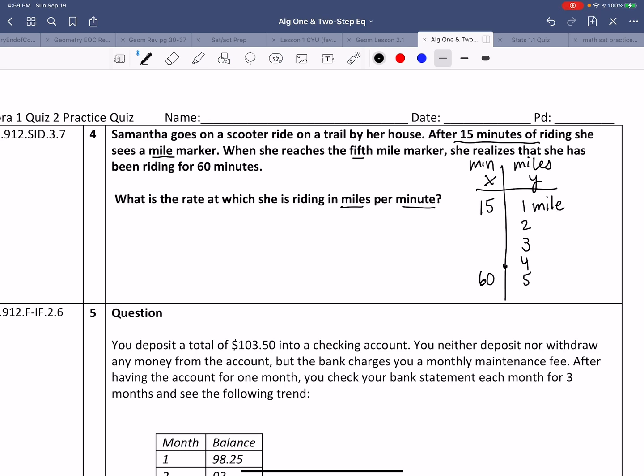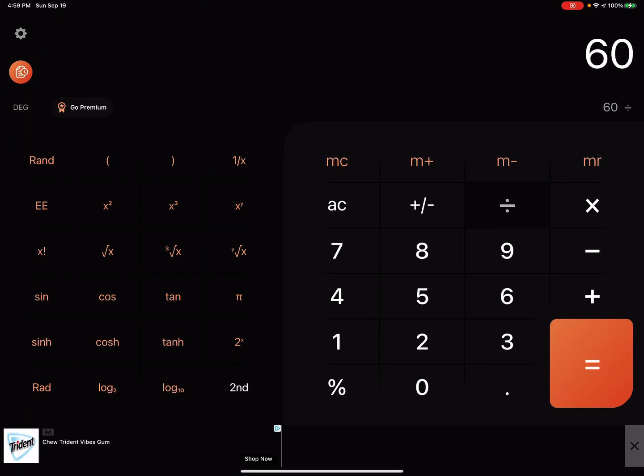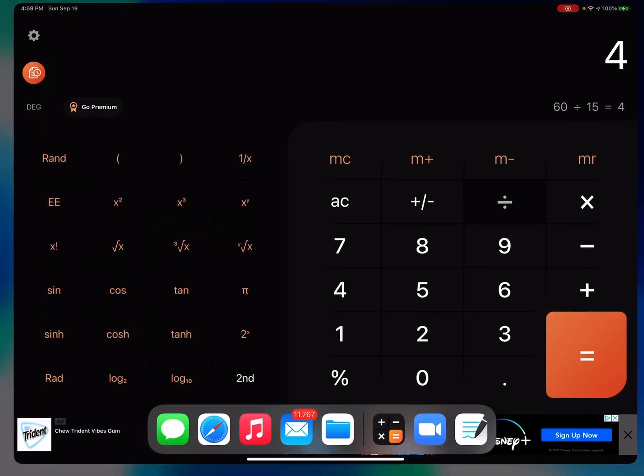What is the rate, and so it says in miles per minute. So it looks like each minute, how many did she jump? So this is just like what we've been working on. What if the number was 15? 1, 2, 3. 3, and then 60. What happened there? So just like similar to the last quiz, we noticed that we went from 15 to 60. So let's see how much. If I divide 60 divided by 15, I get 4.